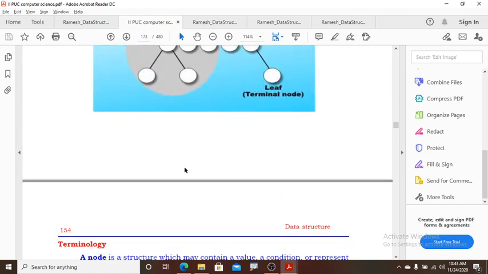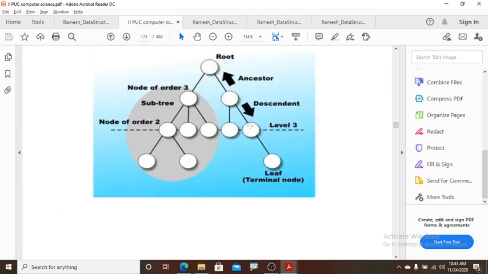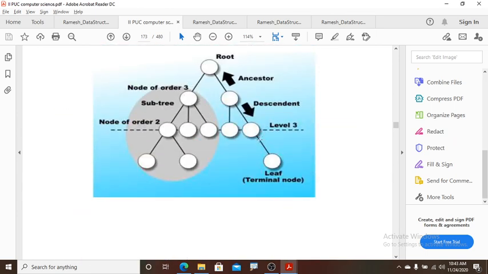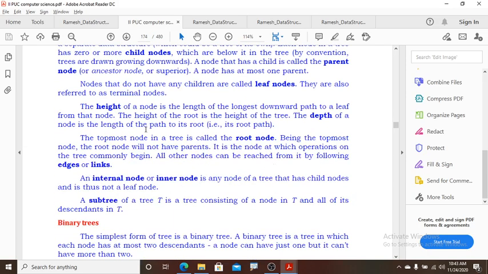Height of the node. Suppose I want to determine the height of this node. So how can we determine it? From this leaf node to this node, we measure the distance, and that is called the height of that node. So height of the node is the length of the longest downward path to a leaf node from that node. Suppose I wanted to determine this node's height, from this leaf node to this node. Okay. That is the height of the node.